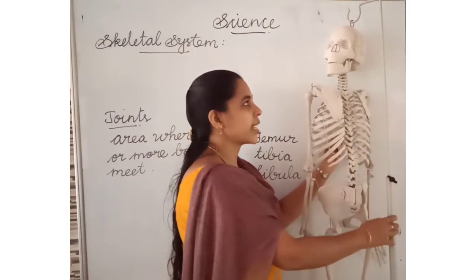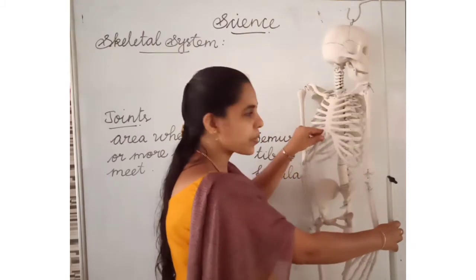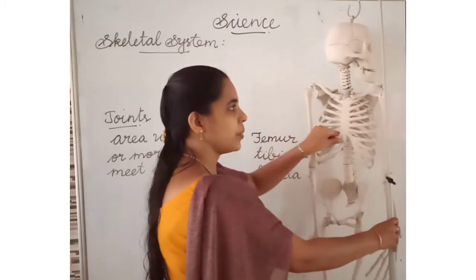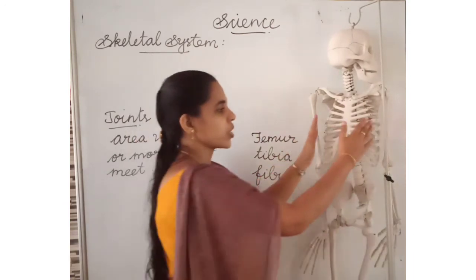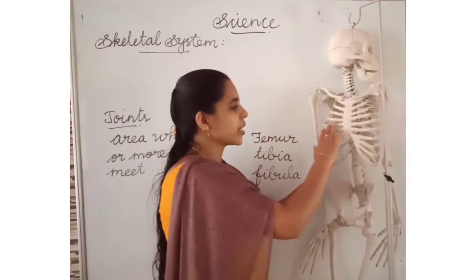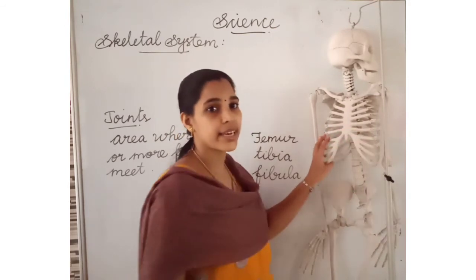What is the other name of backbone? Vertebral column, spinal column or spine. Next one is rib cage. How many pairs of ribs are there?